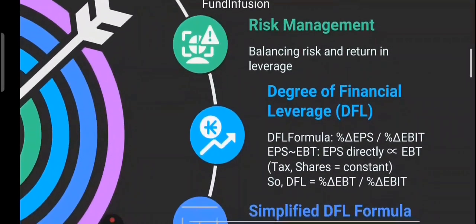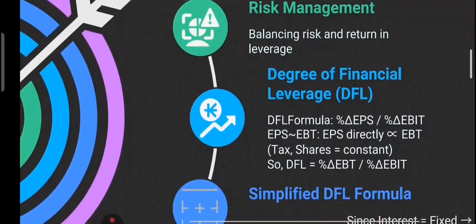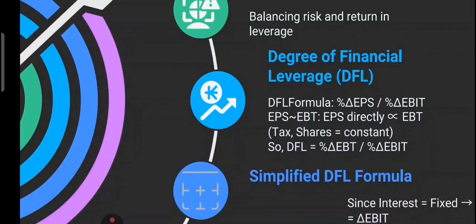Right, now comes degree of financial leverage. It is a tool that shows how sensitive earning per share is to the change in the operating income. So the formula is percentage change in EPS upon percentage change in EBIT, and here is the simplified version. Right, what is the simplified version? That if interest is fixed, then we can write DFL is equal to EBIT upon EBT.